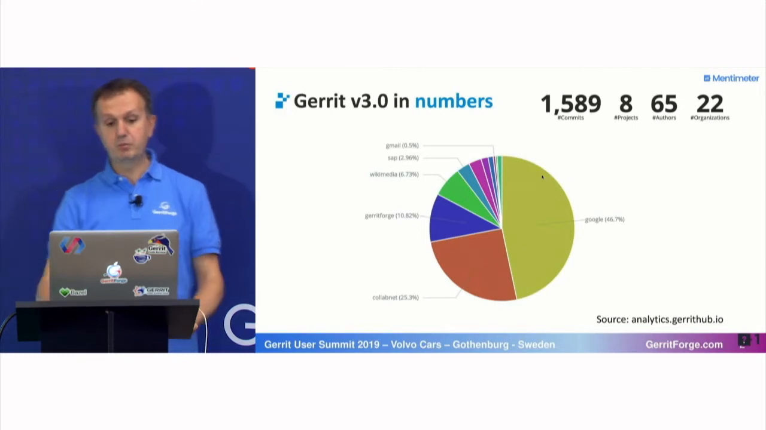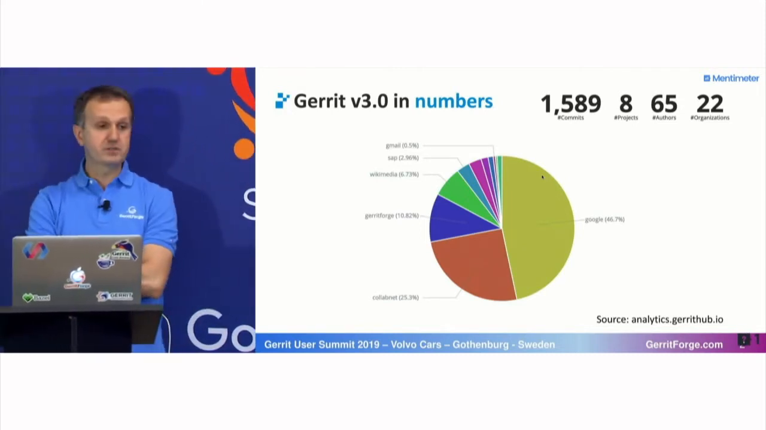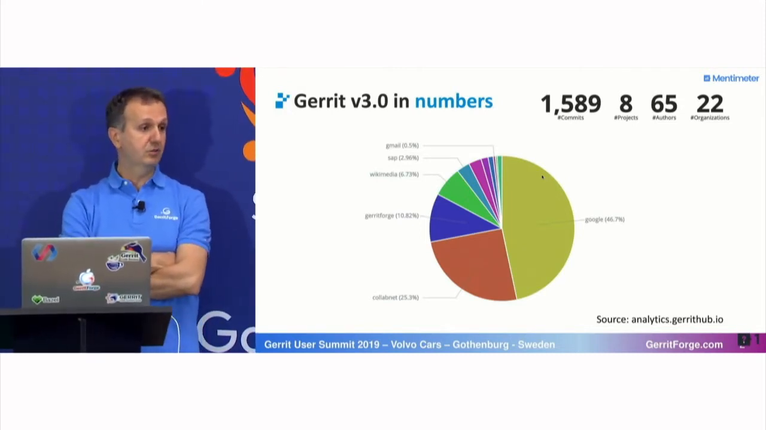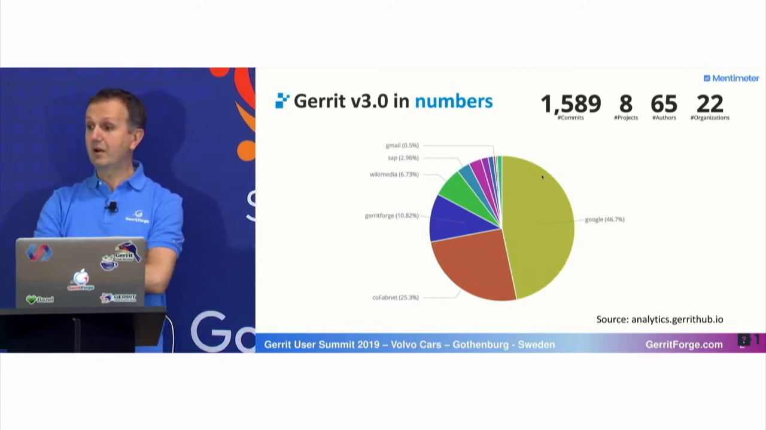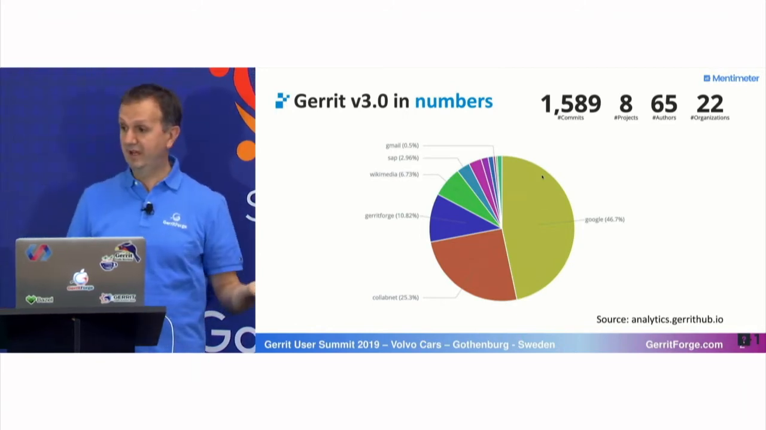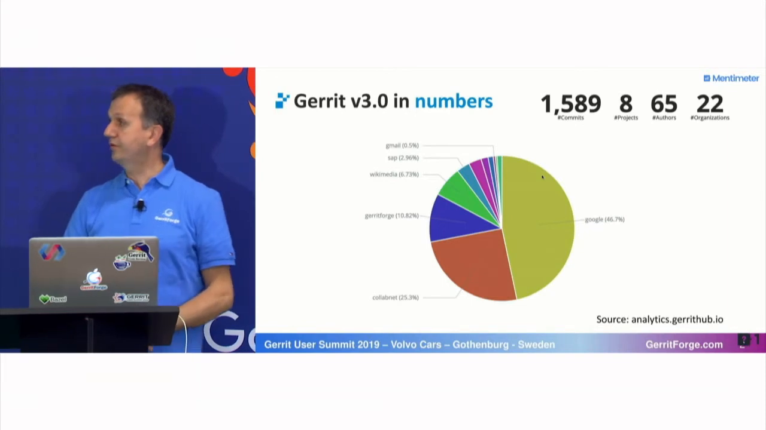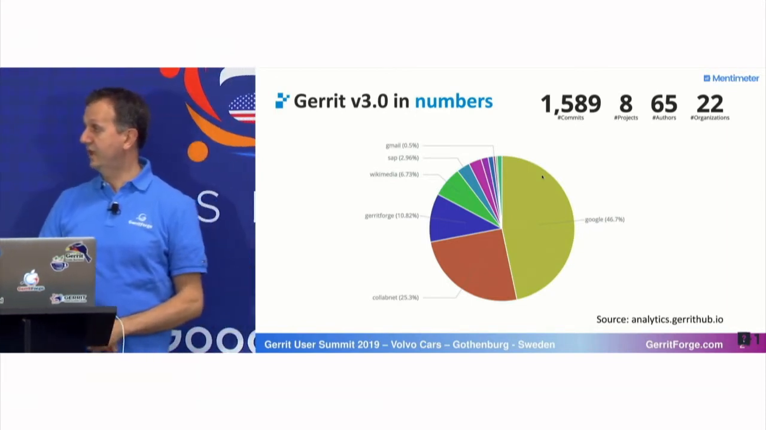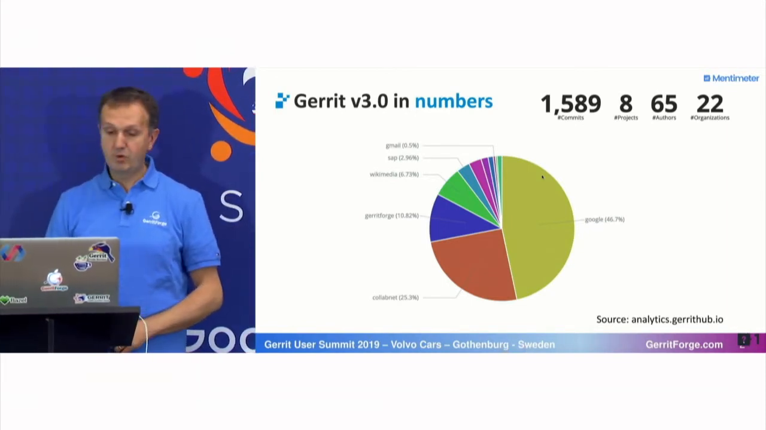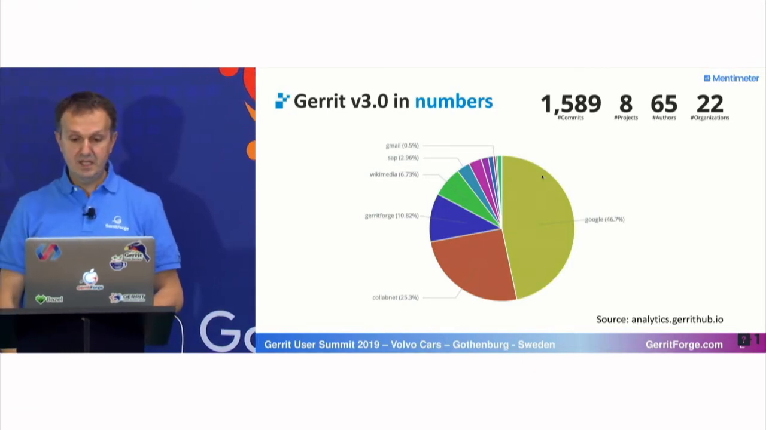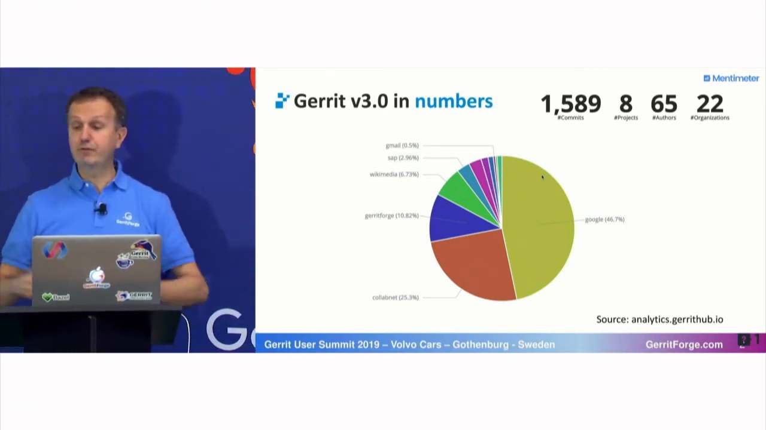So first of all, numbers. I like a lot of numbers because I believe numbers are the only ones that don't lie, and they are the only ones that are absolutely objective, right? And those are the numbers of Gerrit 3.0 in terms of development. So we did almost 1,500 commits, and we worked on 8 different repos.